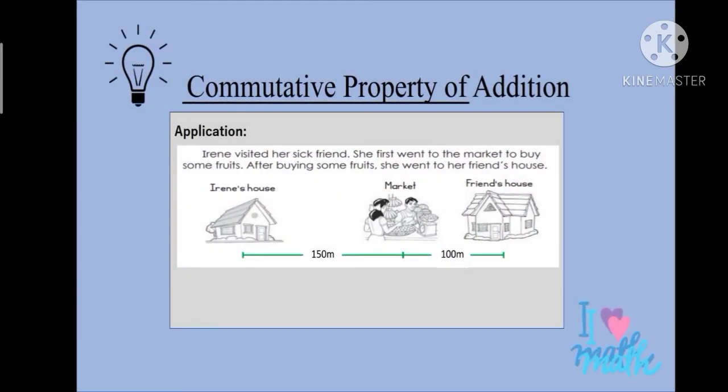So for a real life application, we have Irene visiting her sick friend. She first went to the market to buy some fruits. After buying some fruits, she went to her friend's house. If we are going to analyze the problem, from Irene's house to the market is 150 meters, and then from the market to her friend's house is 100 meters. So it's like 150 meters plus 100 meters, which we know is equal to 250 meters.